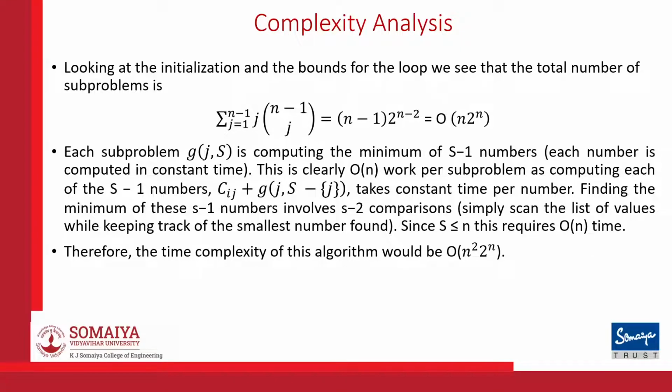Finding the minimum of these s minus 1 numbers involves s minus 2 comparisons, and since s is less than n, this requires O of n time. Solving each subproblem will take O of n time. Therefore, when we combine these two ideas together, we can understand that the time complexity of the algorithm would be O of n squared 2 raised to n.